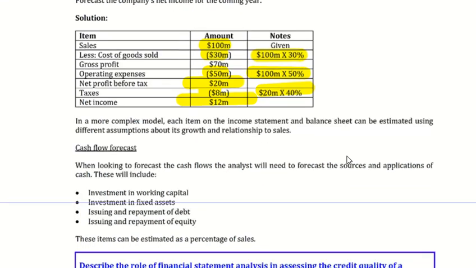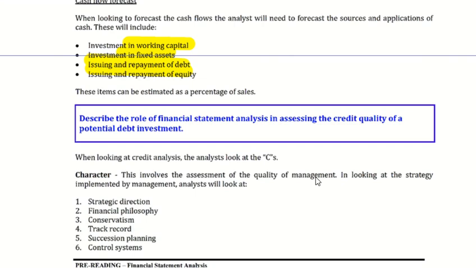Looking at a cash flow forecast, remember cash flow and net income are completely different. Net income is the accounting side of the profit. Cash flow will result in how much cash actually came into my business of that 12 million. When you're looking to do a cash flow forecast, certain things you need to look at as well. How much working capital is there? Investment in fixed assets. Was any debt issued or repaid? Was any equity issued or repaid? These are other questions that need to be asked when trying to do a cash flow forecast. And these items can also be estimated as a percentage of sales.